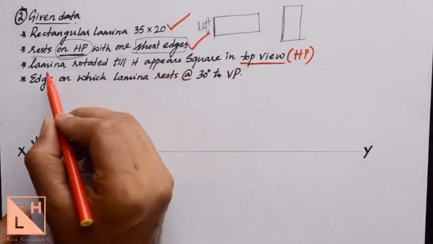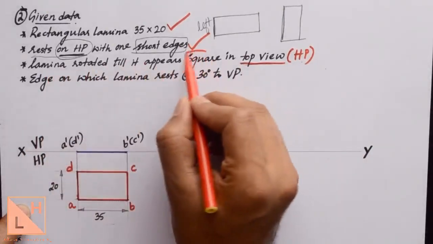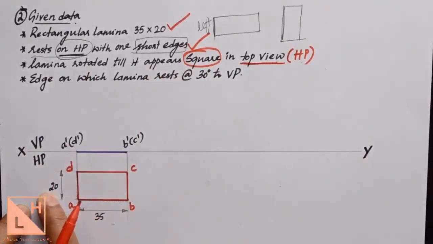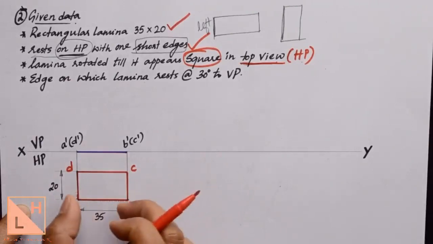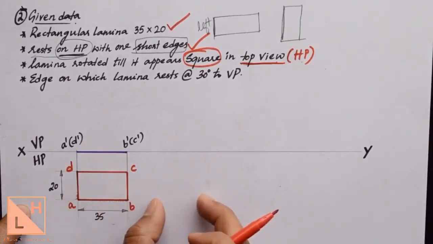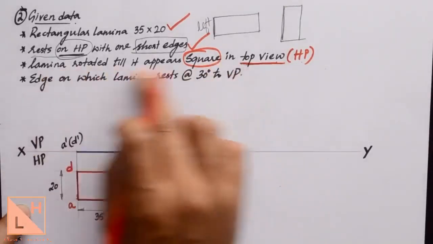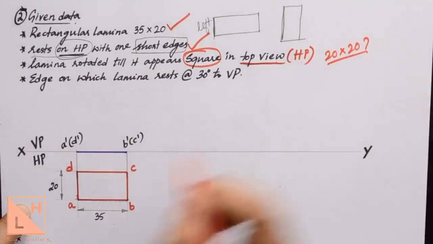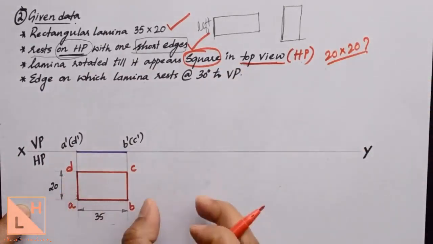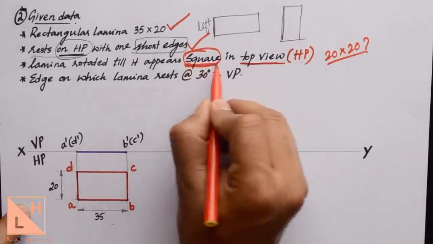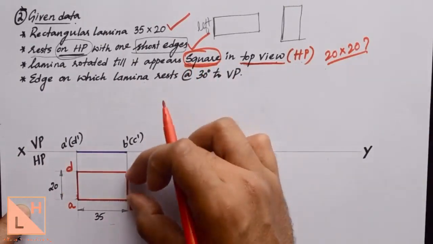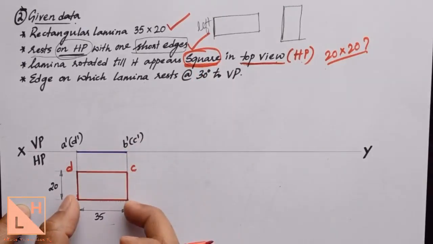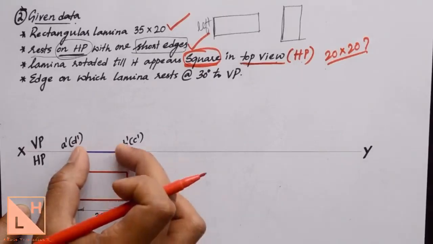What is this condition? The lamina is rotated till it appears as a square in the top view. In the top view it is looking like a rectangle of 35 by 20. It is in fact similar to the previous problem, but here it looks like a square in the top view. So in the top view you draw a square of 20 by 20 millimeters. How did we identify it is 20 by 20? Because in the initial position it is 35 by 20. In the second position it says that it is going to look like a square. We can't make 35 and make this 20 as 35. You can't increase the length of the lamina. But you can reduce the length of this 35 just by rotating the front view.